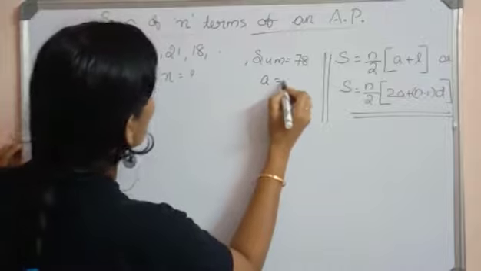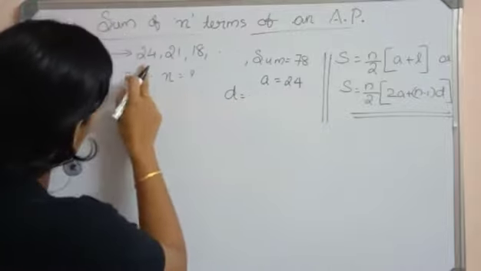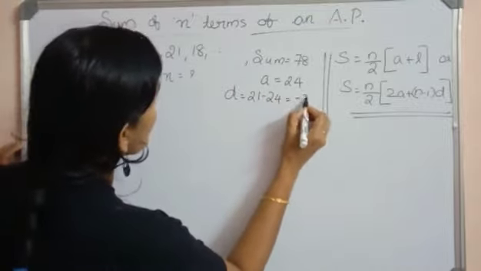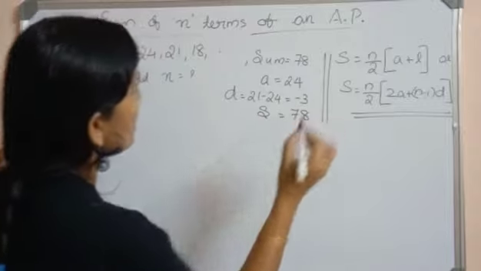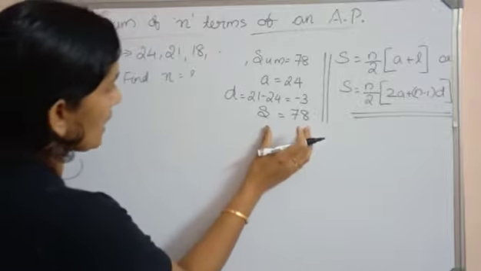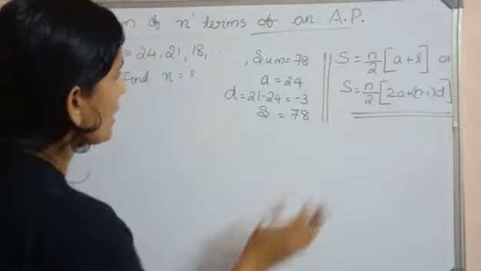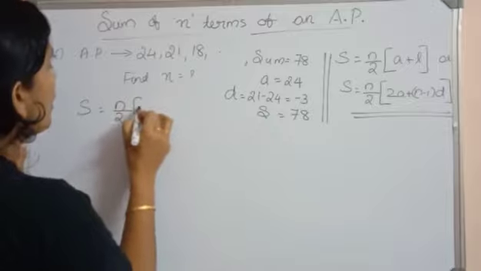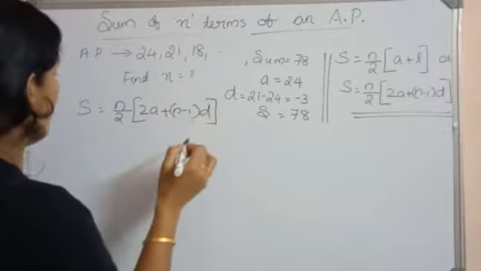Given A is equal to 24 and D is equal to 21 minus 24, and that is equal to minus 3, and sum is equal to 78. You need to find the number of terms. Use the formula of sum, and we will get the number of terms. By using this formula, we can find the number of terms. S is equal to n by 2 into 2a plus n minus 1 into d.